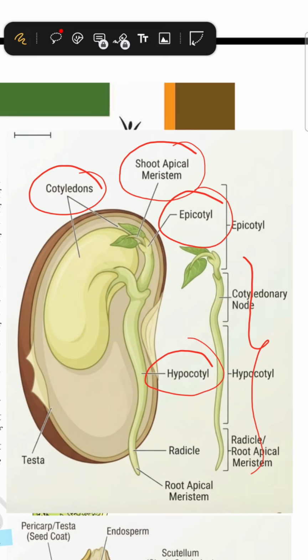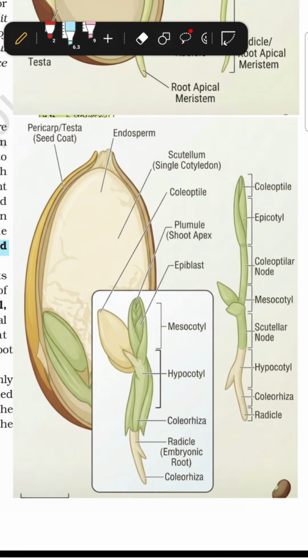Hypocotyle. Hypocotyle, what is it? The region below the level of cotyledon is called as hypocotyle. Hypocotyle terminates into radicle, the region which is going to give rise to the root system in the plant. Radicle has got a covering called as the root cap, the root apical meristem, which will form the root cap in future.